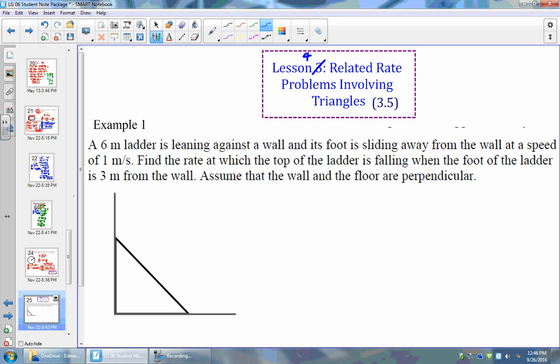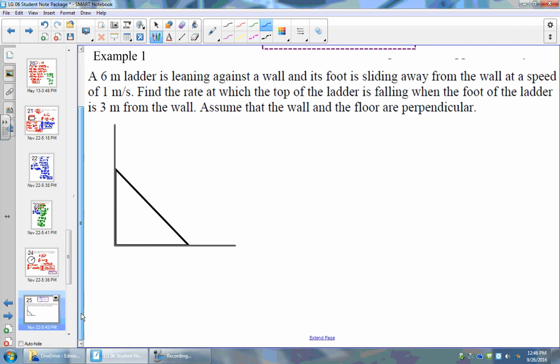A 6-meter ladder is leaning against a wall, and its foot is sliding away from the wall at a speed of 1 meter per second. Find the rate at which the top of the ladder is falling when the foot of the ladder is 3 meters from the wall. Assume that the wall and the floor are perpendicular. That's handy. So obviously we've got a right angle triangle there. And the Pythagorean theorem pops into our head when we see that.